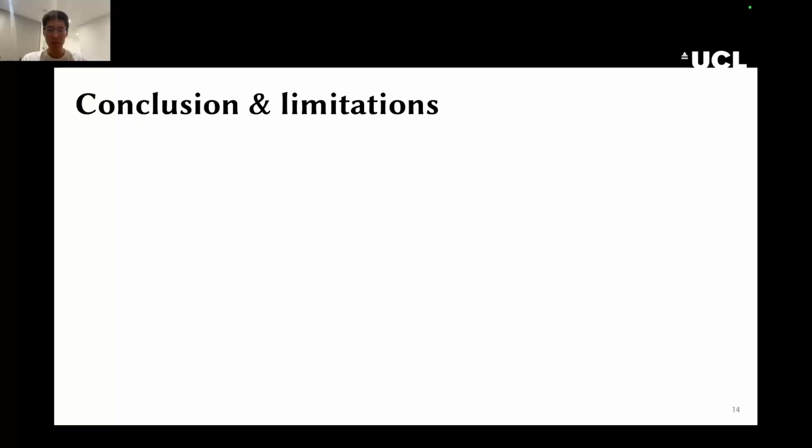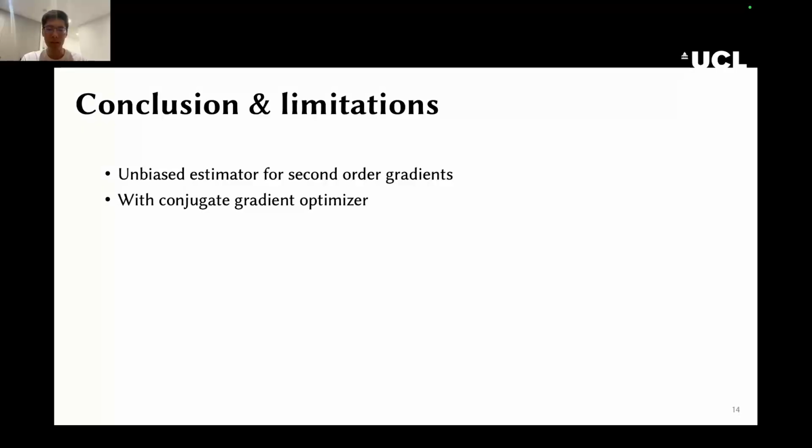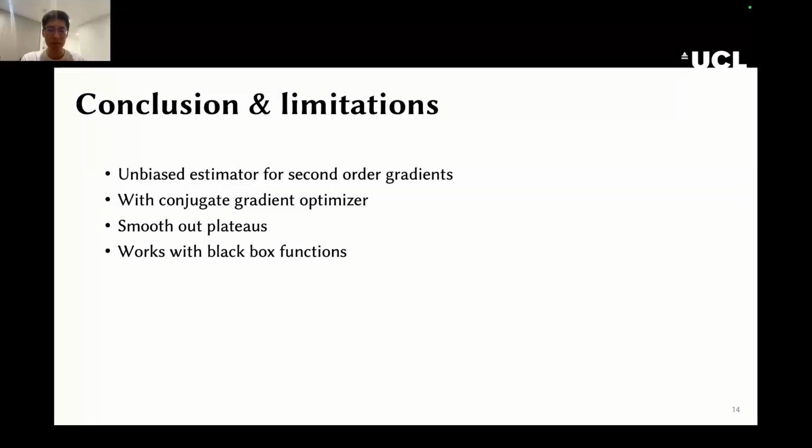In conclusion, we introduce an unbiased estimator for the second-order gradient information and use the conjugate gradient method to utilize the information for inverse rendering. Following our previous work, our method achieves faster convergence speed, in addition to having the advantages of smoothing out plateaus and working with black box functions.